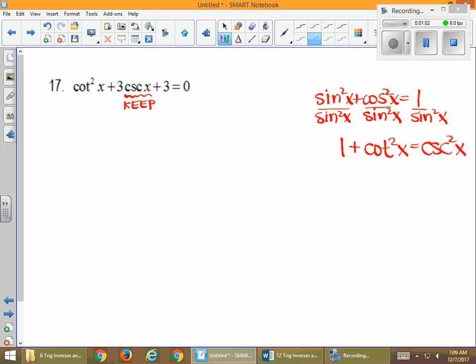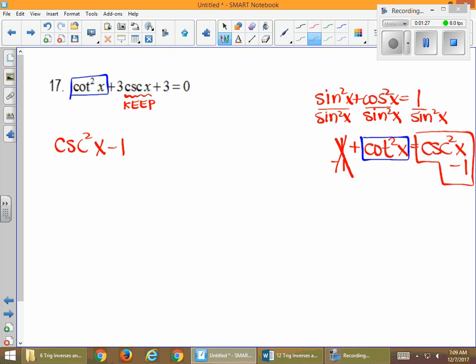So if I want to substitute in for cotangent squared, what I need to substitute in is not 1 minus cosecant squared, it's actually cosecant squared minus 1. And that was a common issue. So cosecant squared minus 1 is what I'm going to put in for cotangent squared.